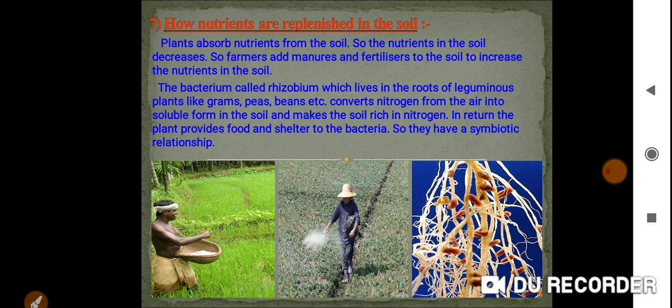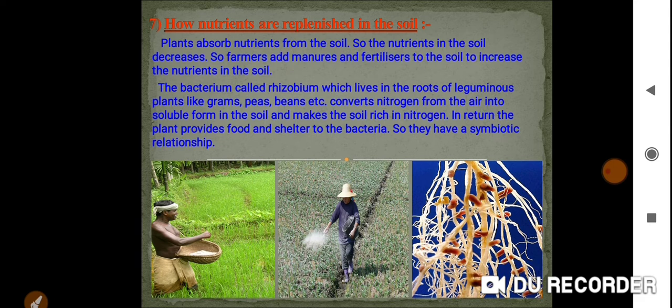Are you getting my point? So these rhizobium bacteria will convert that nitrates into soluble form, which the plant needs. In that form it will convert and absorb it through the xylem vessels. Are you getting my point? Afterwards it will transport that nutrient to all parts of the plant.